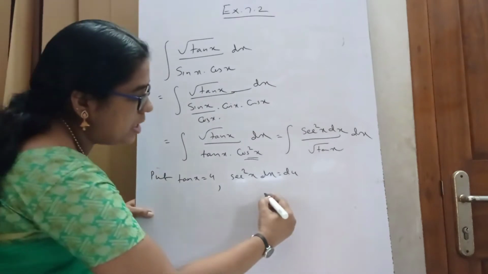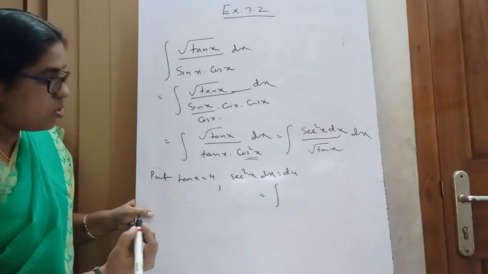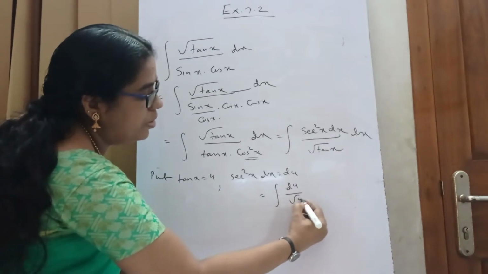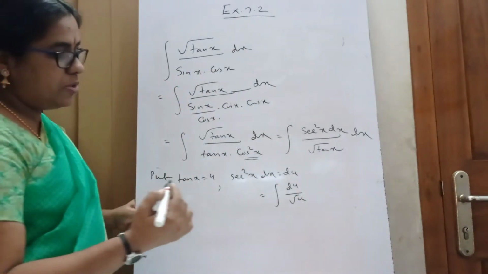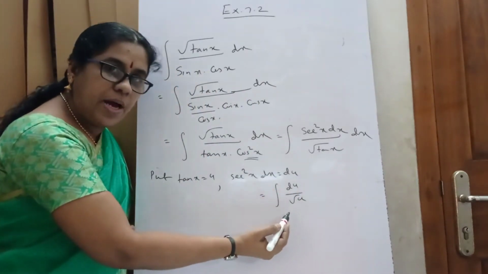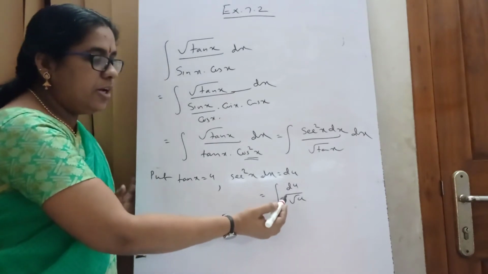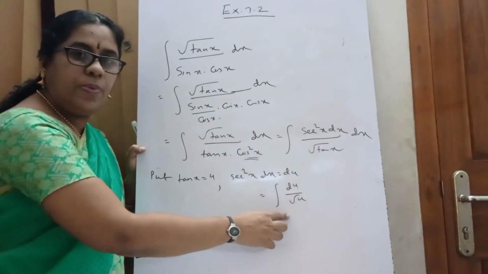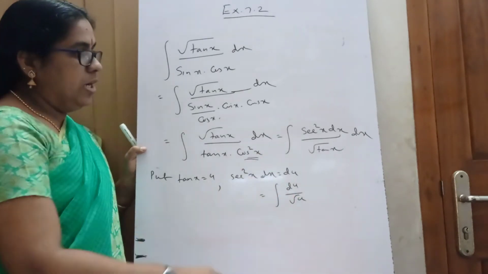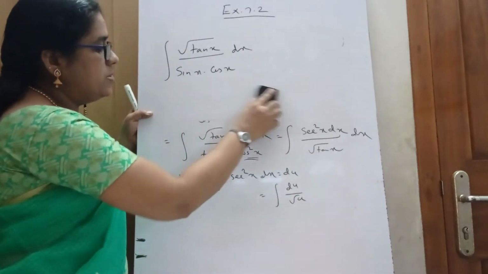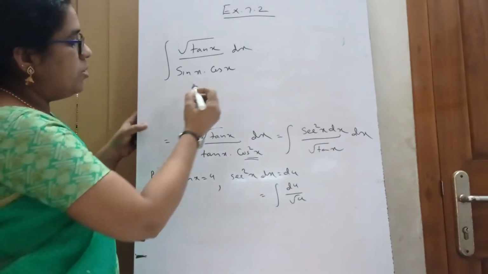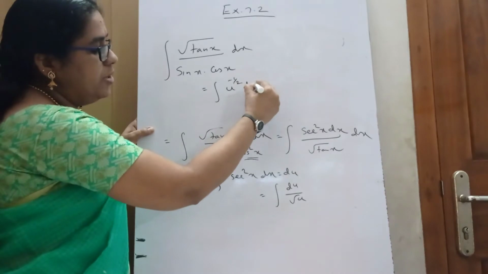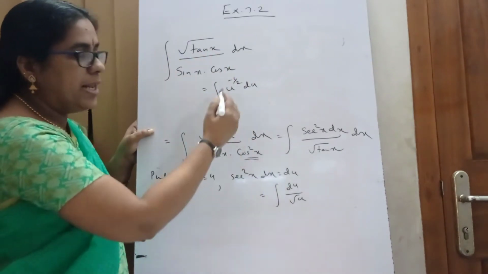Therefore, this function becomes integral, sec square x dx becomes du, so du by root u. The function is reduced to the form du divided by root u. Therefore we can convert this into the standard form. 1 by root u becomes u raised to minus half. Therefore, this is equal to integral u raised to minus half du.